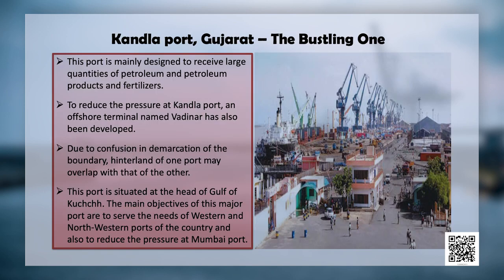Kandla, also known as Deen Dayal Port, is located in Gujarat. This port is mainly designed to receive large quantities of petroleum and petroleum products and fertilizers. To reduce the pressure at Kandla port, an offshore terminal named Vadinar has also been developed. Due to confusion in demarcation of the boundary, the hinterland of one port may overlap with that of another. This port is situated at the head of the Gulf of Kutch. The main objectives of this port are to serve the needs of western and northwestern parts of the country and also to reduce the pressure at Mumbai port.